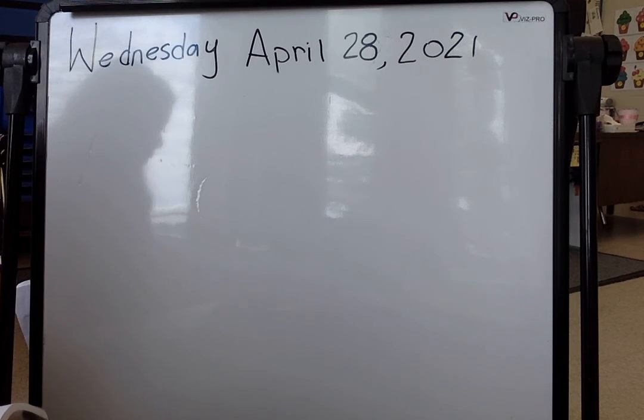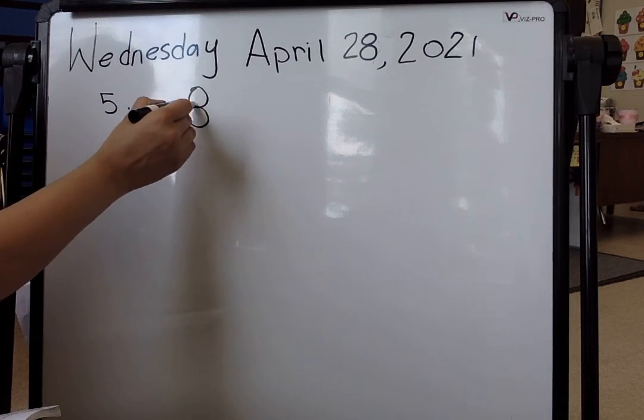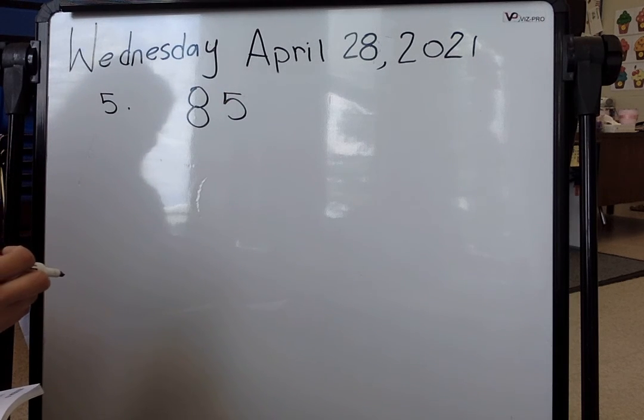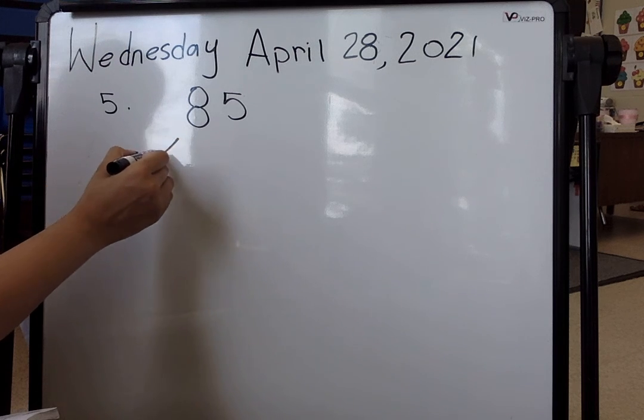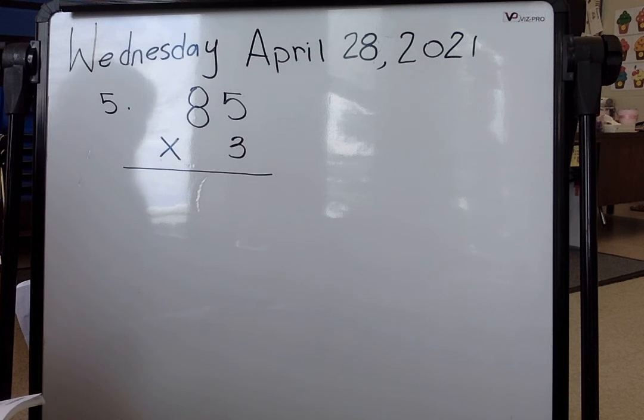Okay, so it says Roy has $85. Sean has 3 times as much money as Roy. How much money does Sean have? So Sean has 3 times as much as Roy, and Roy has 85, right? So that means we are going to multiply Roy's money, $85, by 3, because Sean has 3 times as much as Roy.